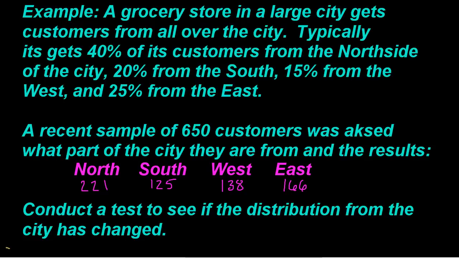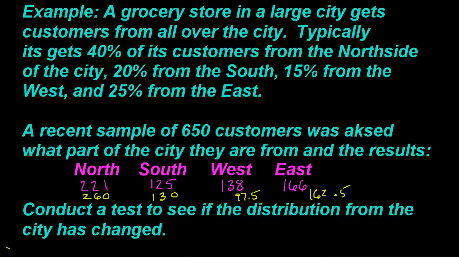I know 40% are supposed to be from the north. So if I take 650 times 40%, or times 0.4, there were supposed to be 260 customers from the north. The south was 20%, so 650 times 20% is 130. There were supposed to be 130 from the south. The west was 15%, so 650 times 15%. There was supposed to be 97.5 customers from the west. That was expected. And the east was 25%, so 650 times 0.25 is 162.5.